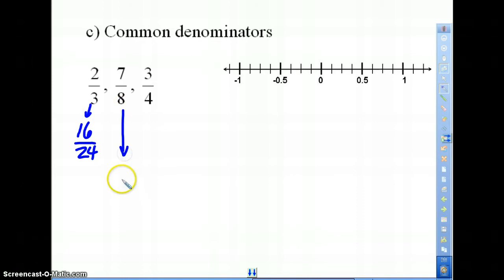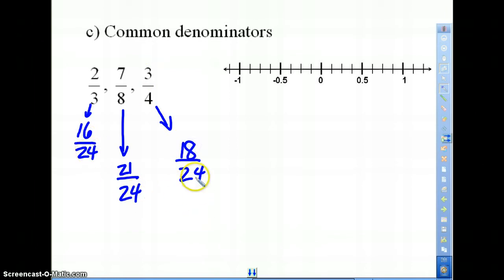Let's convert this one. Get a common denominator of 24. 8 times 3 is 24. So I take 7 times 3 and I get 21. And then let's do this one. 24ths. 4 times 6 is 24. So I've got to multiply this numerator by 6 and I get 18.